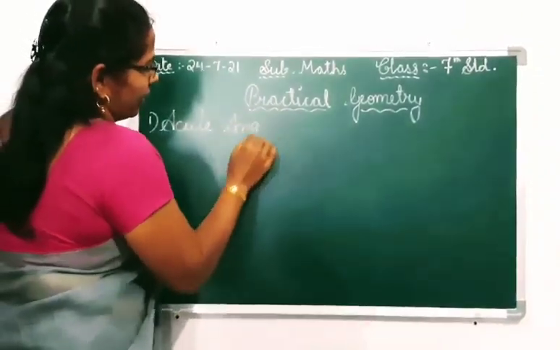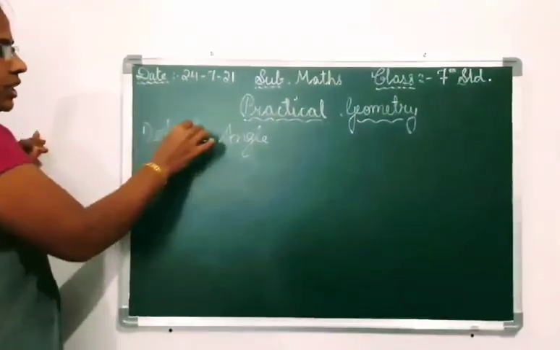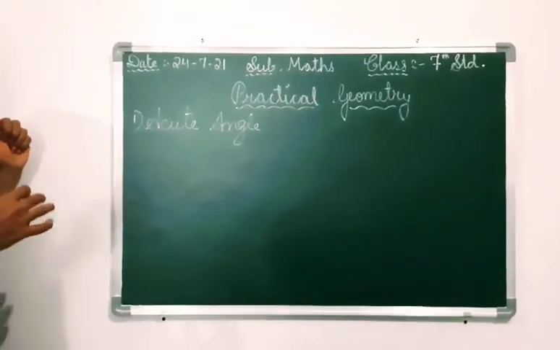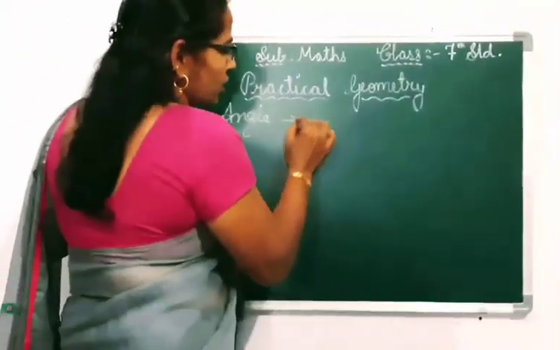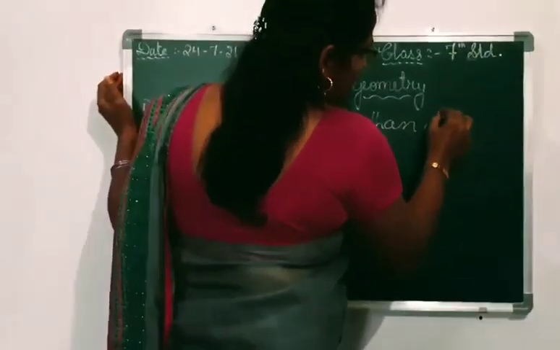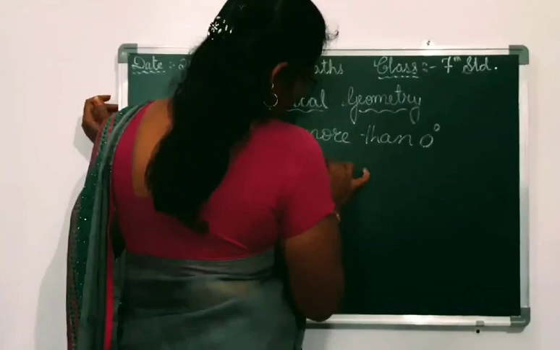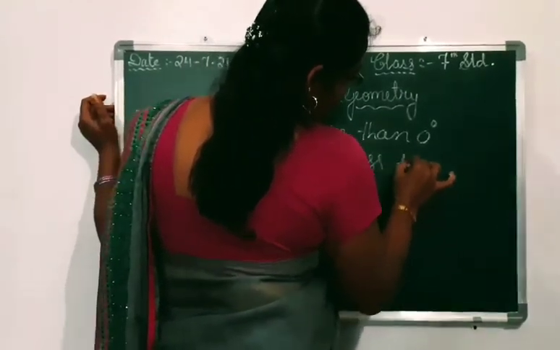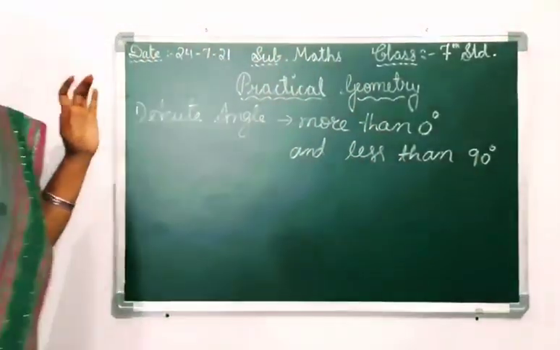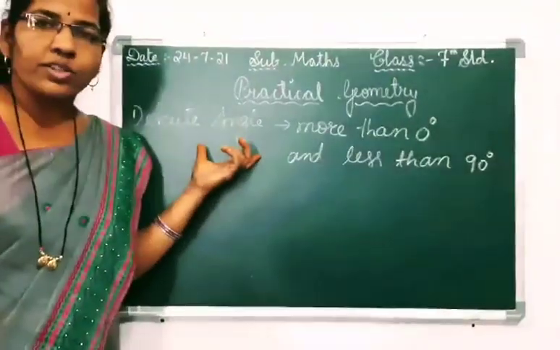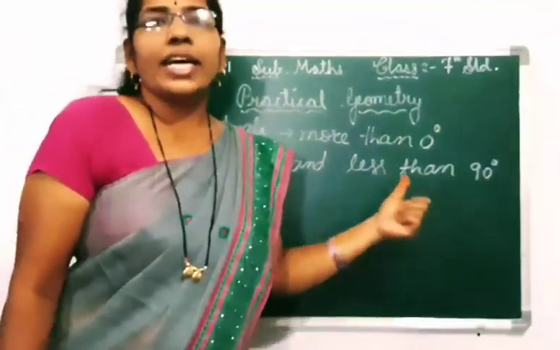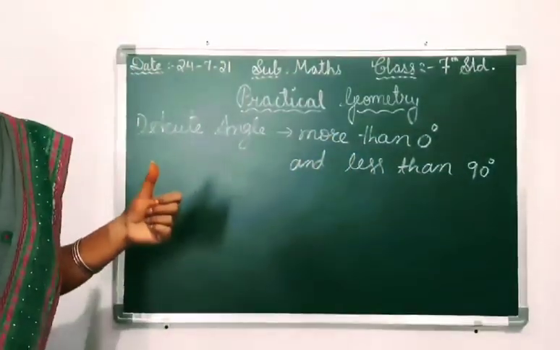Acute angle. In that, first one, acute angle, A-C-U-T, children. What is the meaning of acute angle? Acute angle means it measures more than 0 degree and less than 90 degree. It is known as an acute angle. What is the meaning of acute angle? An angle measuring more than 0 degree and less than 90 degree is known as an acute angle.